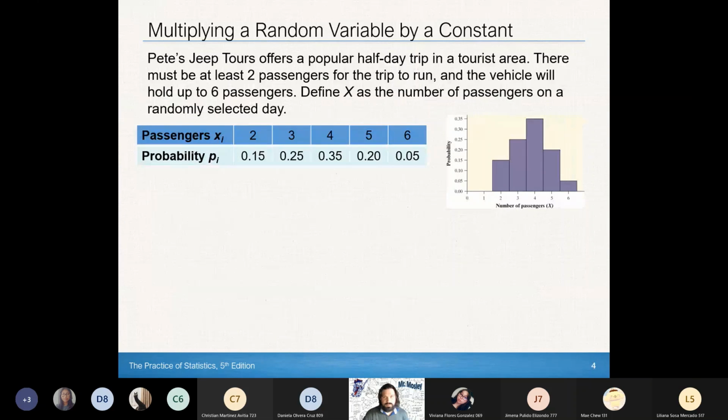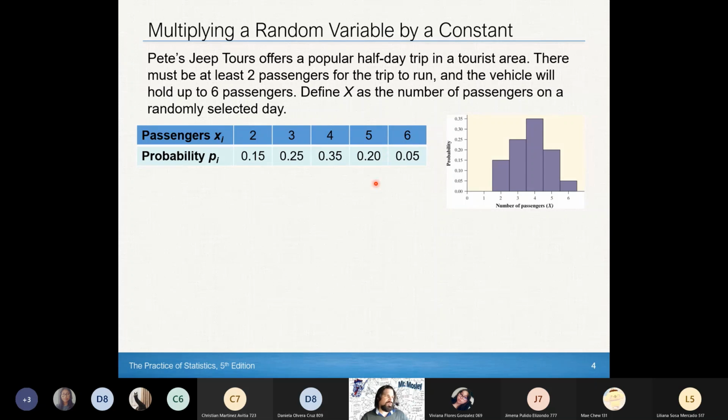So let's look at some examples. Essentially, we're going to use the same example throughout. Pete's Jeep Tours offers a popular half-day trip in a tourist area. There must be at least 2 passengers for the trip to run, and the vehicle will hold up to 6 passengers. We're going to define x as the number of passengers on a randomly selected day. So x can have values 2, 3, 4, 5, or 6. Those are the only options. We can't have half a person.